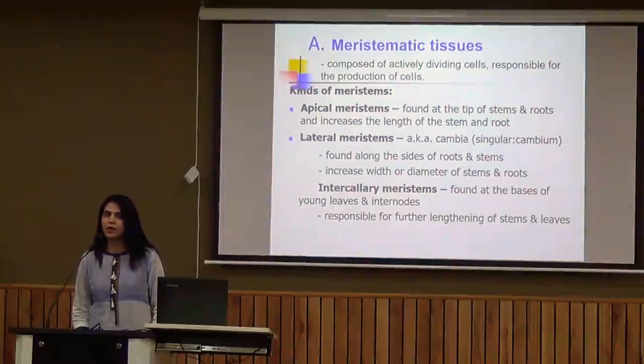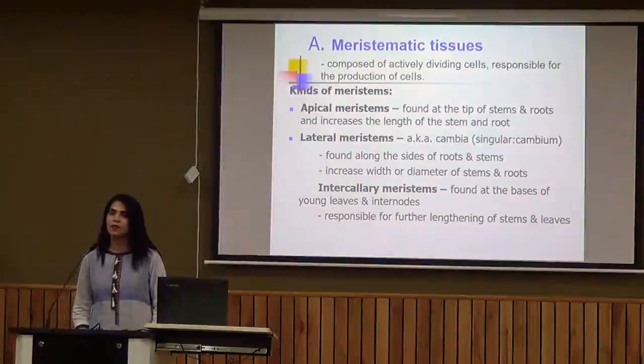So we can say that intercalary meristem actually helps apical meristem. Apical meristem is the main meristem which helps in the elongation of the plant part, but intercalary meristem is responsible for elongation in the branches and the twig of the leaves. Apart from that, since meristematic tissue is continuously dividing, it has prominent nuclei and dense cytoplasm, but vacuoles are absent.